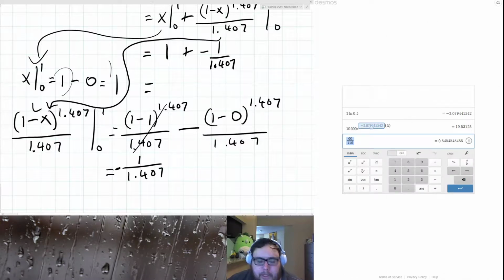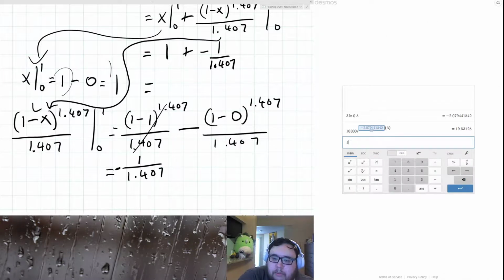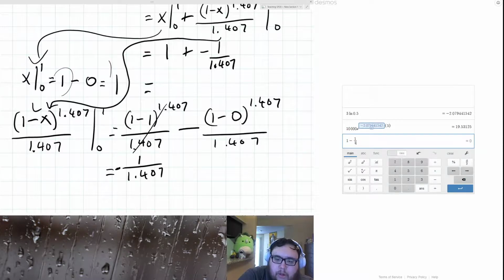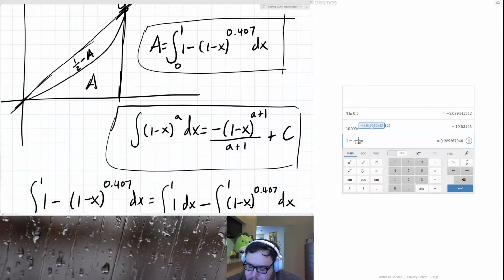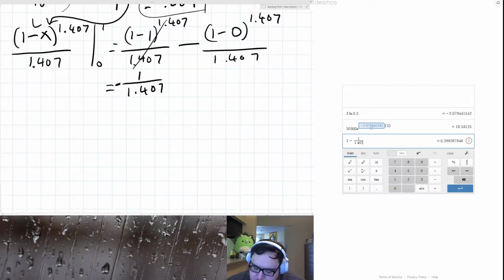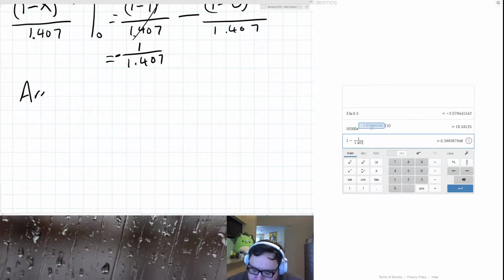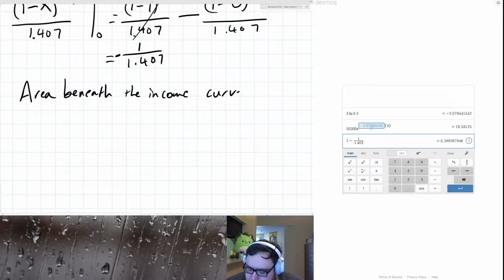Go to a calculator real quick. 1 minus 1 over 1.407 is 0.289. So this area here, the area beneath the income curve, is 0.289.